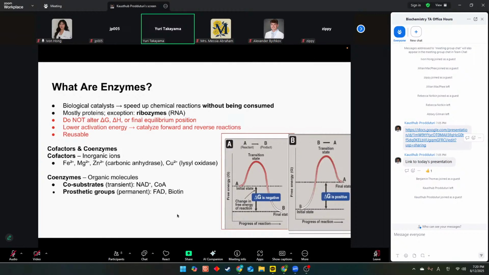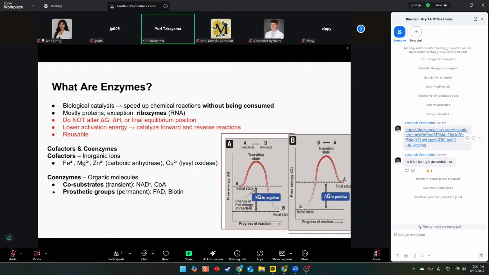And some enzymes require helpers. Inorganic helpers are cofactors, like iron for cytochromes or zinc for carbonic anhydrase. Organic helpers are coenzymes. These can be co-substrates like NAD plus that come and go, or prosthetic groups like FAD that are permanently attached. So remember, co-substrates are like Uber rides, and prosthetic groups are like wedding rings. They stick around.